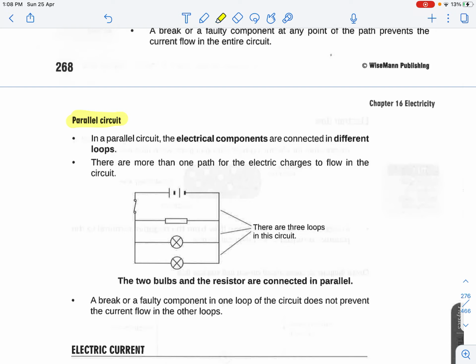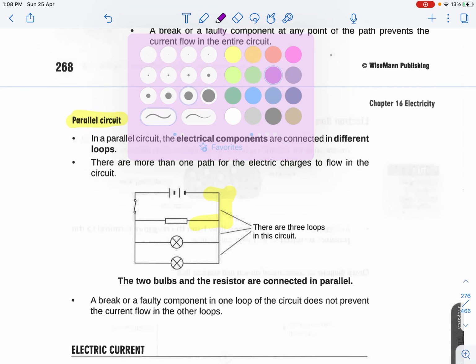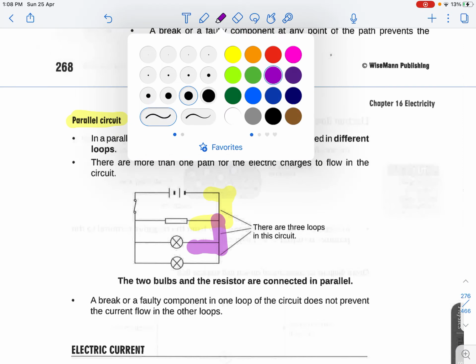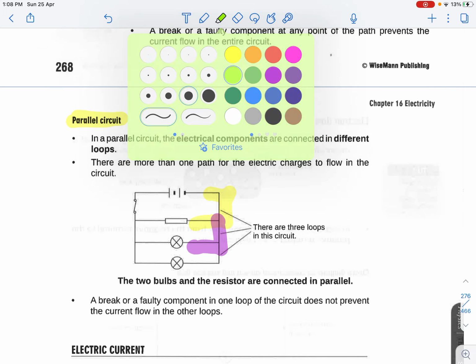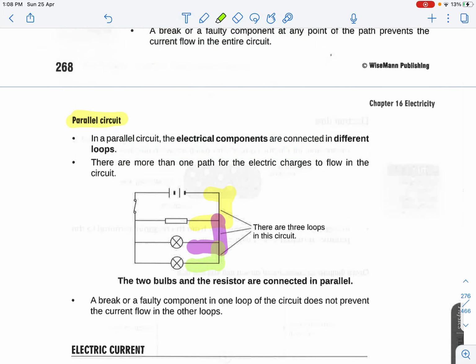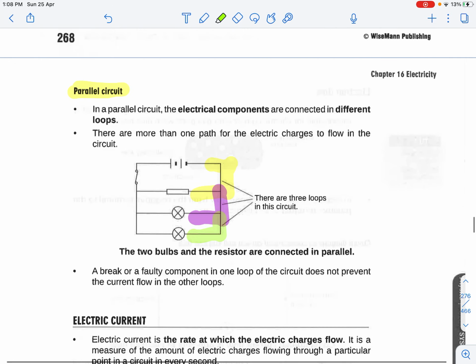For example, this is one loop, this is another path, and lastly, this is one last pathway. So you could see that generally there are three main pathways that it can be moved back to the circuit. And in this case, there are two bulbs and one resistor that are always connected in a parallel arrangement.